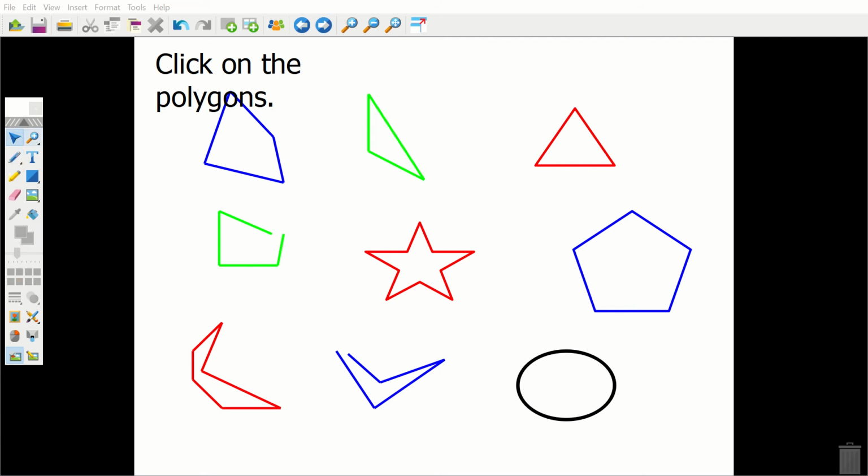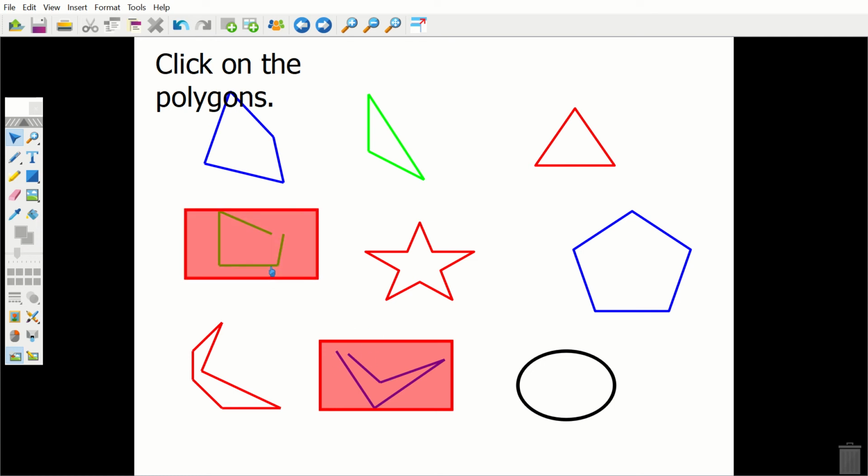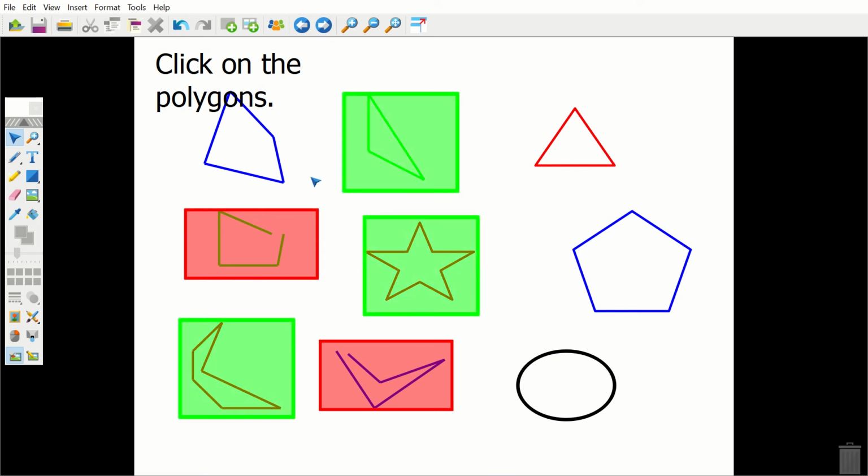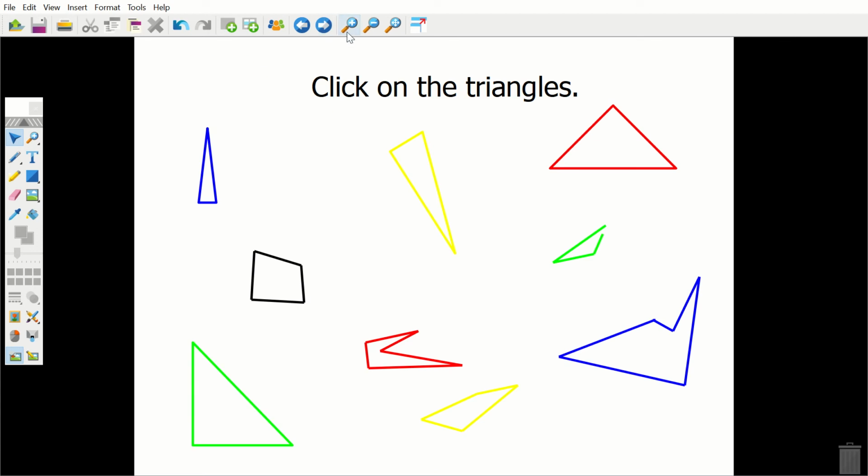Now, which ones are polygons? This one is not, because it is not a closed plane. You can see right here, it is not closed. This one is not. That plane is not closed. Theoretically, this one would be yes, and the rest of them would be as well because they're all made up of line segments that close that plane off. So therefore, by definition, they are polygons.